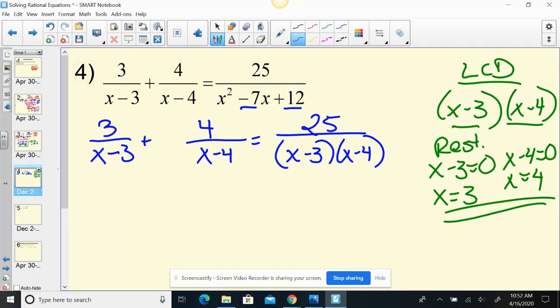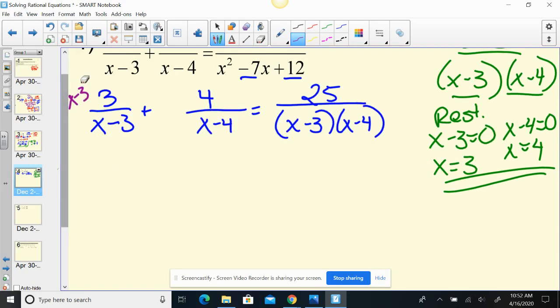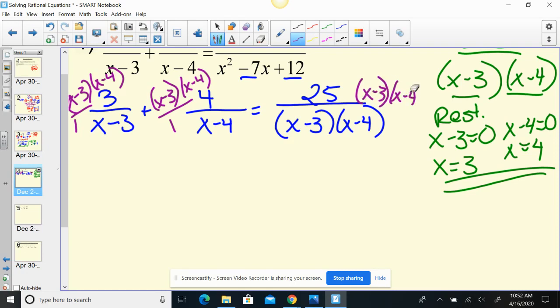So next step is going to be to squeeze in my LCD, oops, and not slide, next to each part. At this point, some of you might see that you really are just going to multiply by what's not on the denominator, and that's fine if you want to give yourself a shortcut there. So like this one, the x minus 3s are common, so I'm just going to have the 3, x minus 4 here.